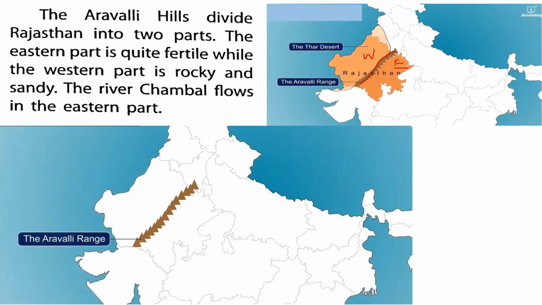The eastern part is quite fertile because River Chambal flows in the eastern part. This way, River Chambal flows in the eastern part. That is why eastern part is quite fertile. The soil here is very rich in nutrients. Got it?